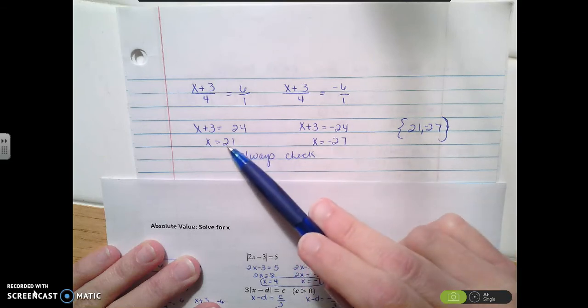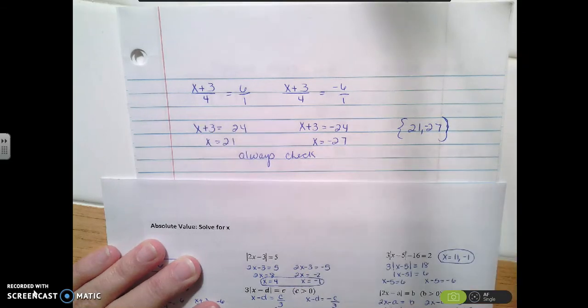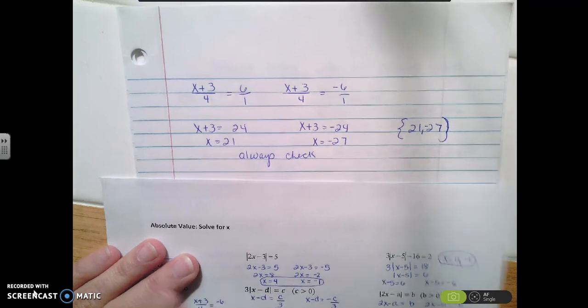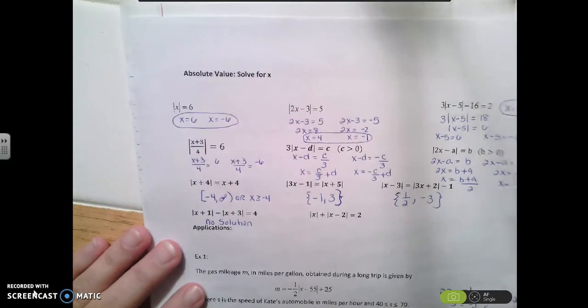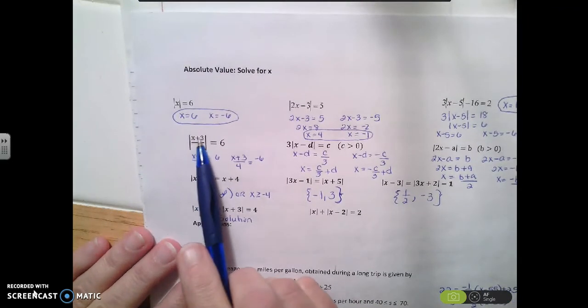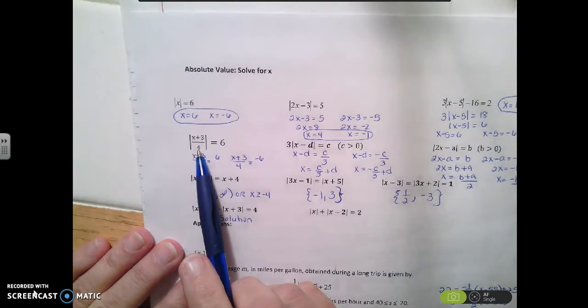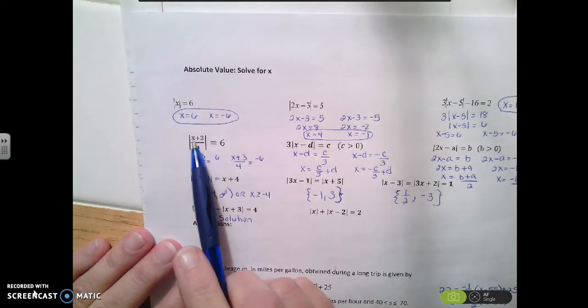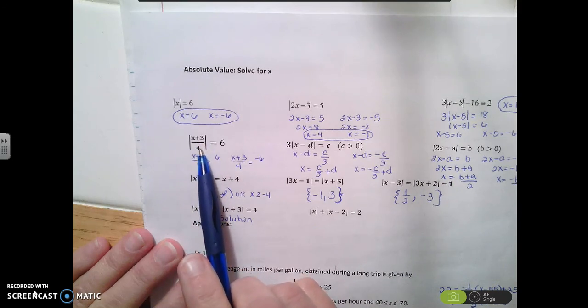So I need to take the 21 and plug it back into the original problem. So I take the 21 and put it in here. So I get 21 plus 3 is 24, divided by 4 is 6. And then I plug in negative 27. Negative 27 plus 3 is negative 24, divided by 4 is negative 6. But the absolute value is positive 6.